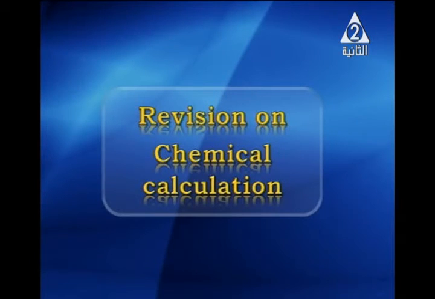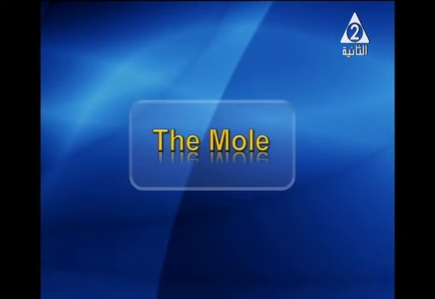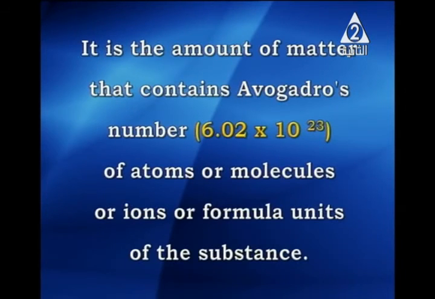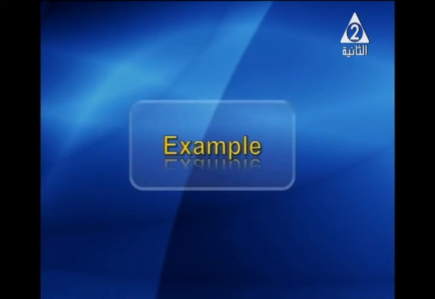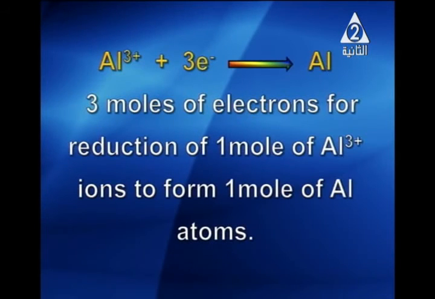Now, my dear students, we are going to make some revision on chemical calculation. What do we mean by the mole? It is the amount of the matter that contains Avogadro's number, which is 6.02 times 10 to the power 23 molecules, or atoms, or ions, or formula units of the substance. For example, when aluminum ion gains 3 electrons to form aluminum metal, 3 moles of electrons are needed to reduce 1 mole of aluminum ion into 1 mole of aluminum atoms.